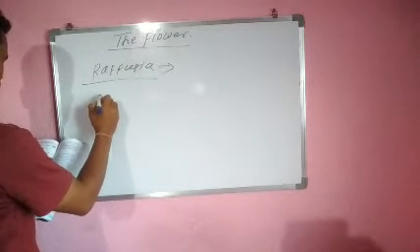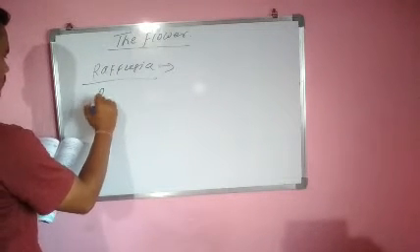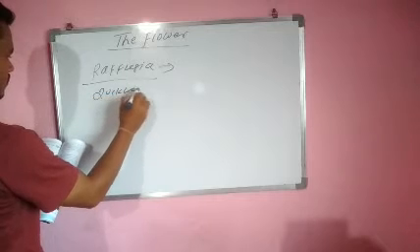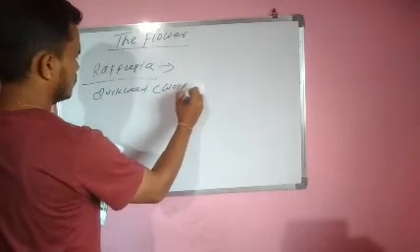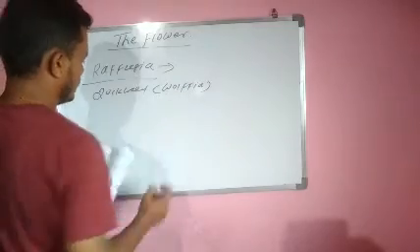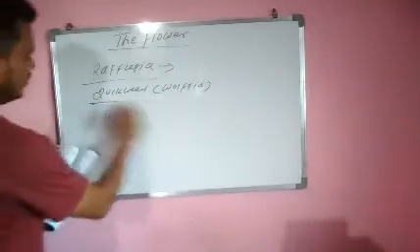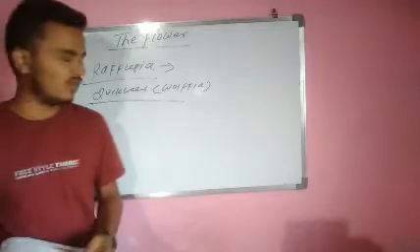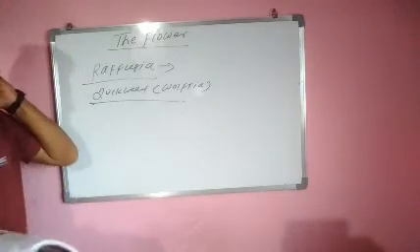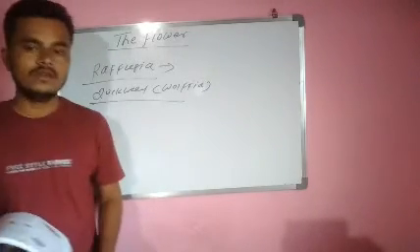Duckweed, Wolffia. Wolffia is the smallest flower in the world. Rafflesia is the biggest flower in the world, and Wolffia is the smallest flower in the world.